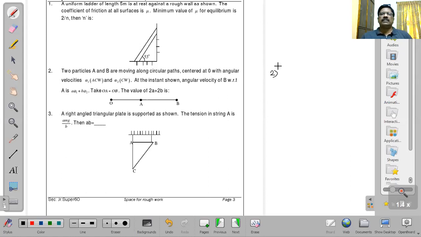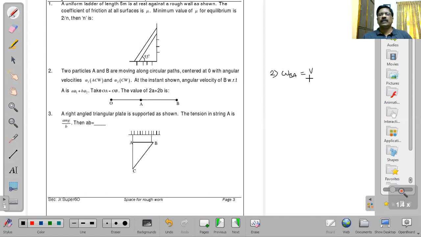Angular velocity of B with respect to A they asked. Angular velocity of B with respect to A. That means angular velocity of B is observed with respect to A. That means by standing here, if you observe the angular velocity of B, what it will be. So angular velocity of B with respect to A is equal to relative velocity of B.